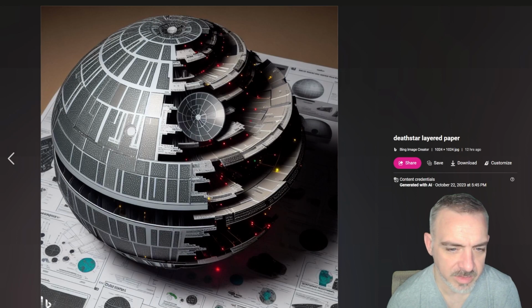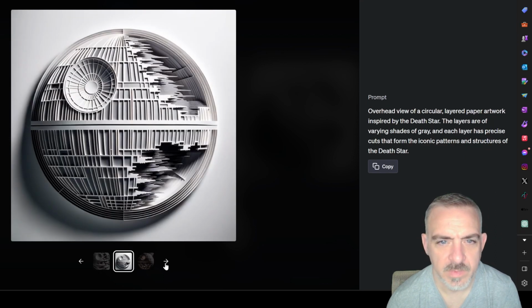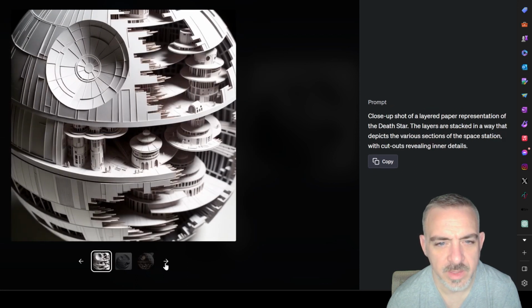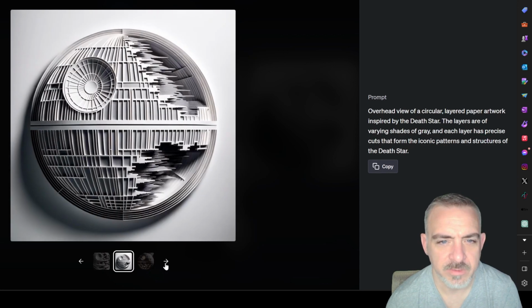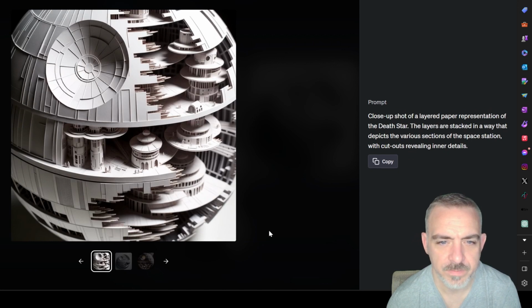So let's try that in ChatGPT. Yeah, this is a little closer to what I was wanting. That's actually pretty cool too. Oh, this one's got lights in it. That's really neat. Yeah, it looks like it only gave us the three images. I would say this one might be my favorite. None of these were great. It just did not handle that layered paper prompt as well as something like Midjourney would have.